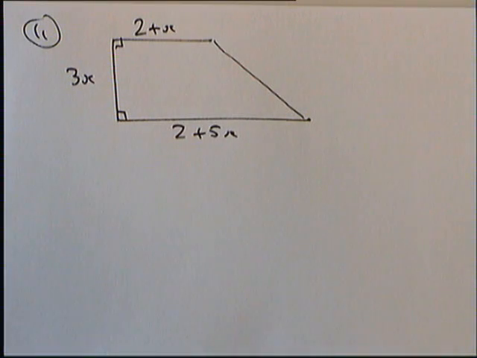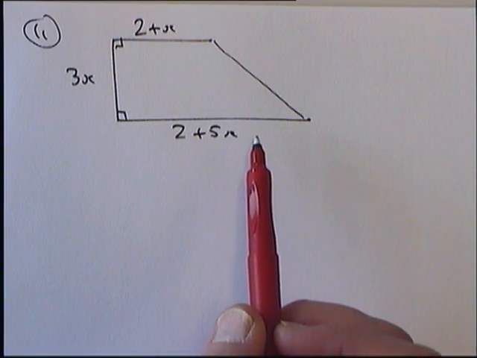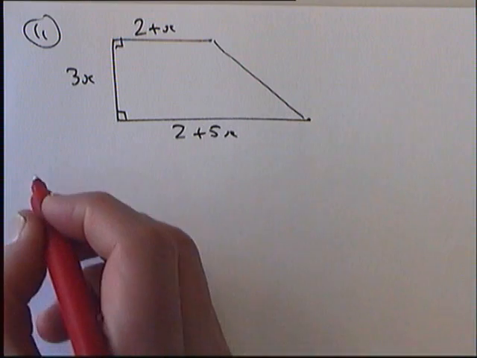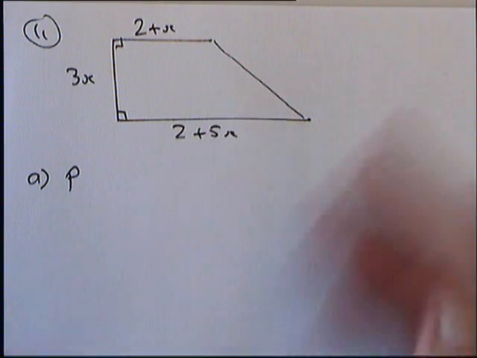This is question 11 of the OCR C1 paper, January 2010, and we're given the lawn is to be made in the shape shown below. The units are in metres. We've got 2 plus x, 3x, and 2 plus 5x. And in part 1, we've got to find P, the perimeter of the lawn.